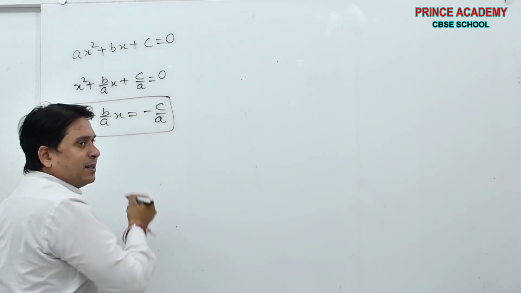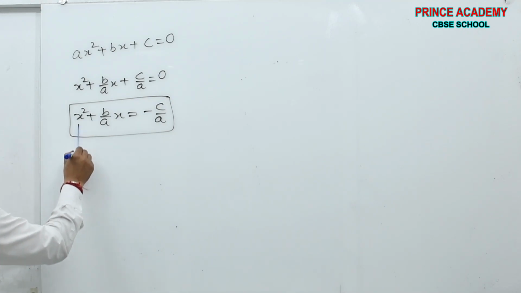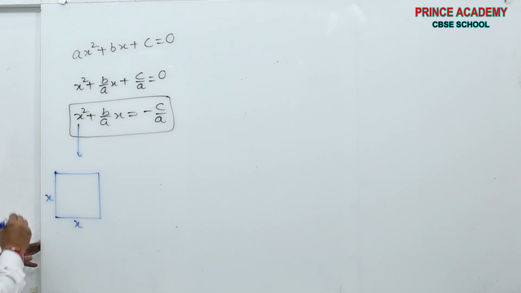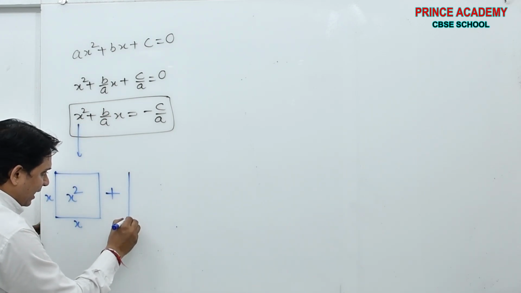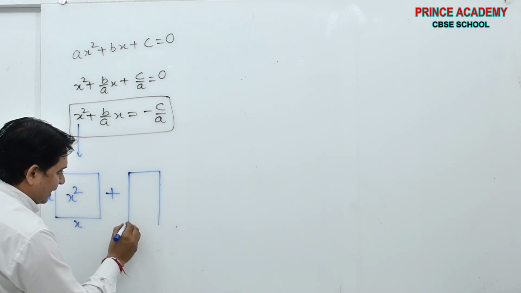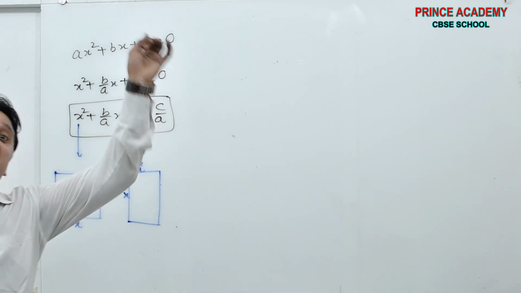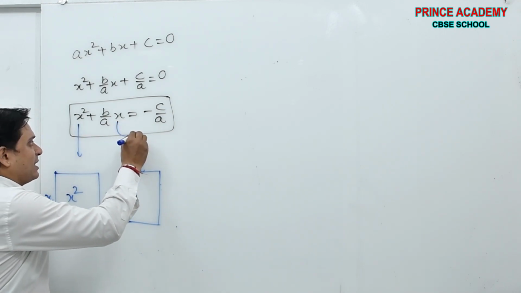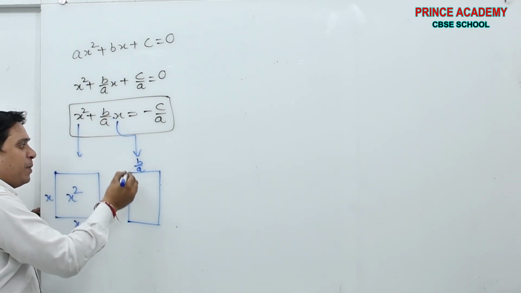Up to this point it is understood now. Now see, what is this? This is representing a square of side x. That's why this area is x square plus x into b by a. This is the rectangle of sides b by a and x. You got my point? Relate with the last thing, beta. This is the rectangle of sides b by a into x. This is the square. This is L into B.